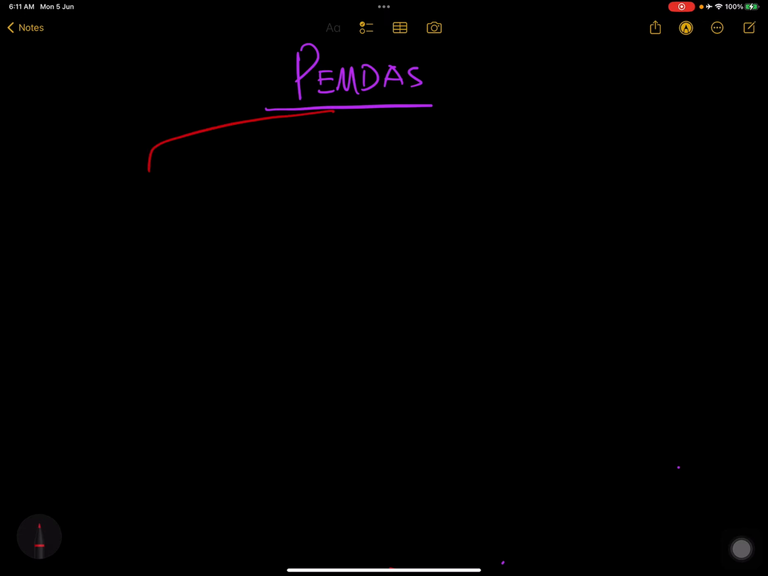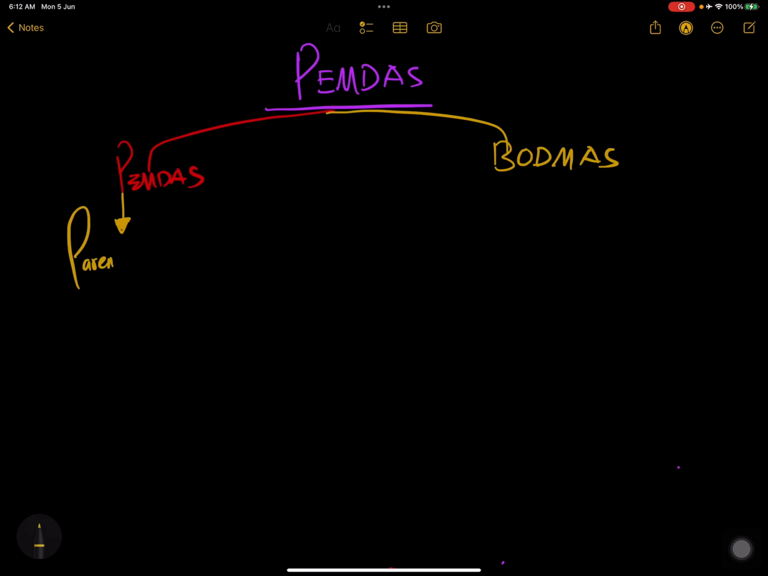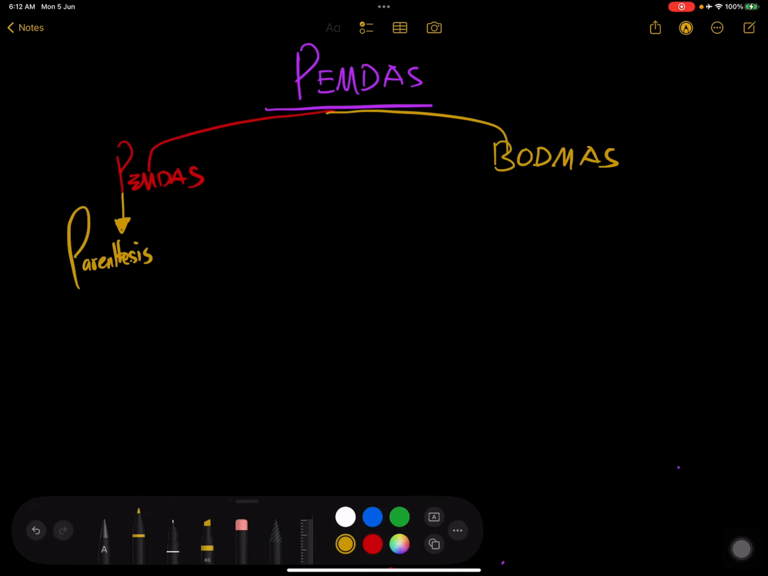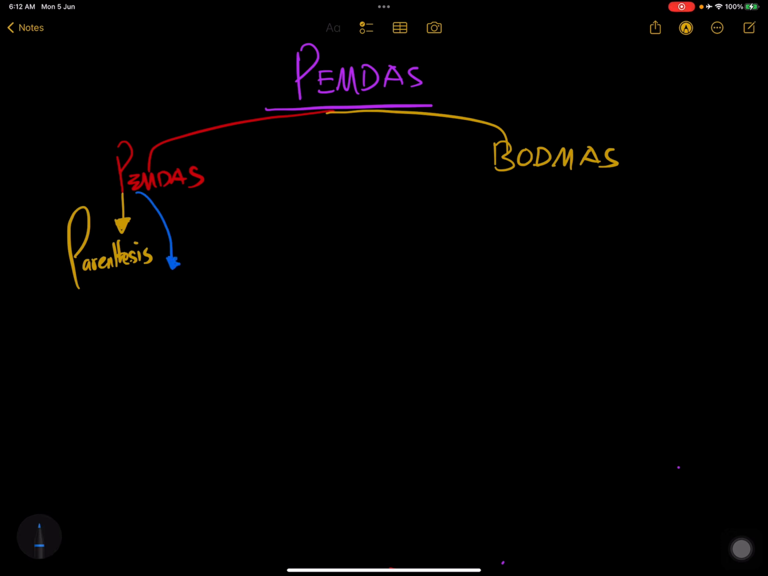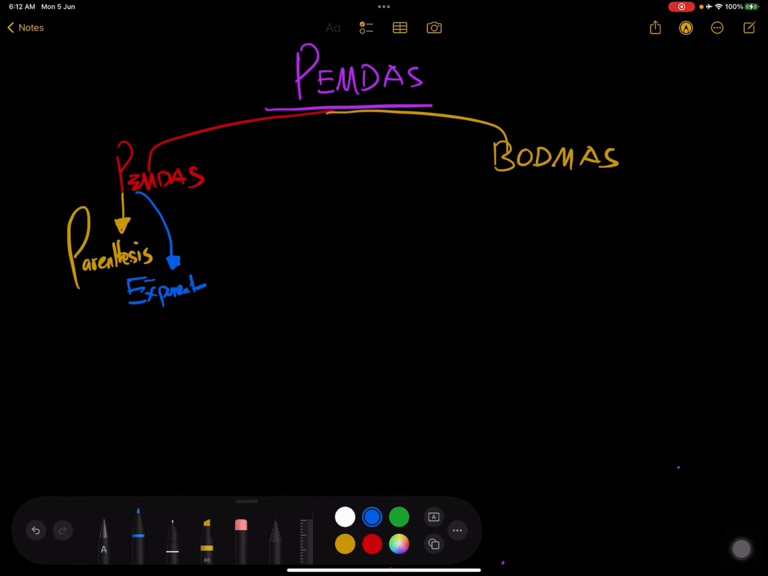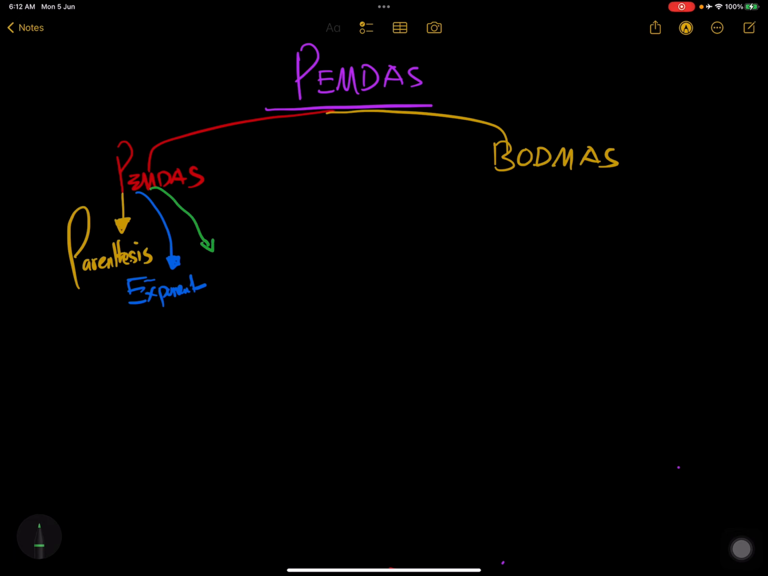So you have PEMDAS, and then you also have BODMAS. I believe the P there is parentheses. And then you also have the E. The E there stands for exponent. The M, on the other hand, is multiplication.